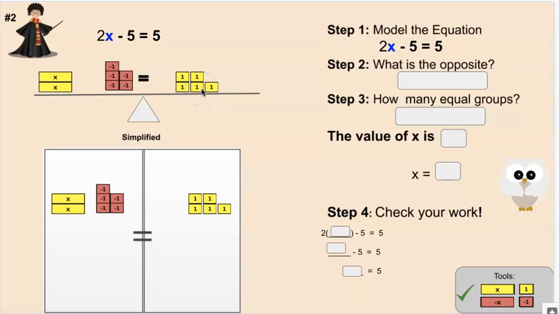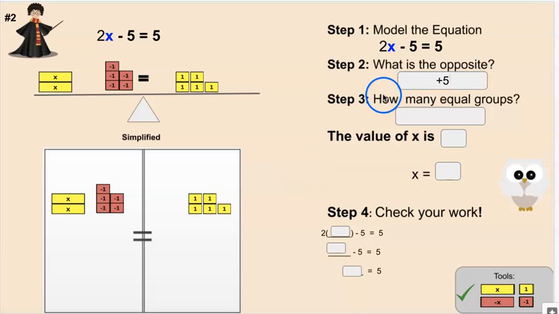Here's our positive 5. So what we want to know is what is the opposite of negative 5 in order to get 2x by itself. So we are going to get 2x by itself here. So we want that negative 5 out of there. So we're going to use positive 5. And there we go.